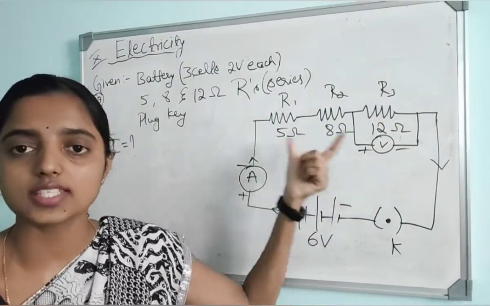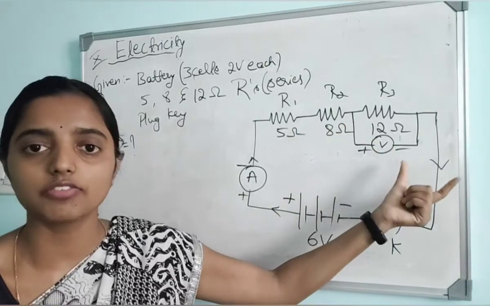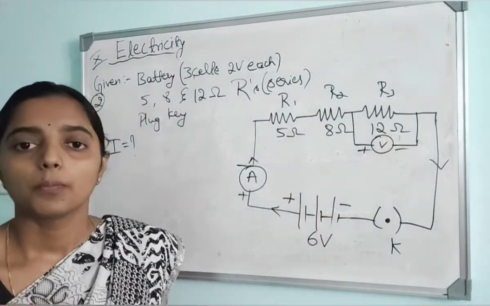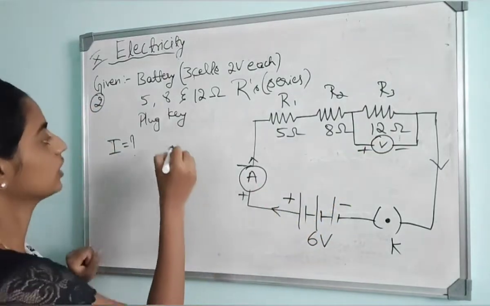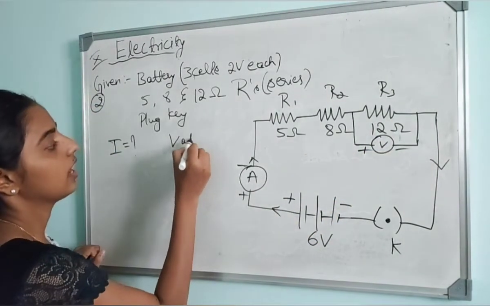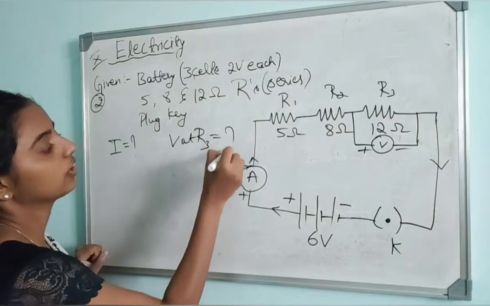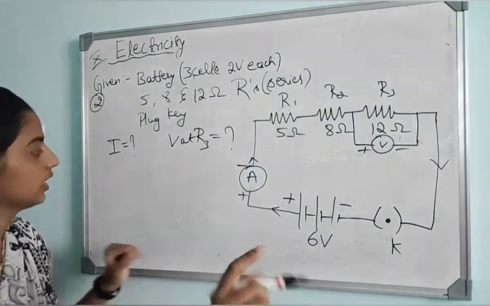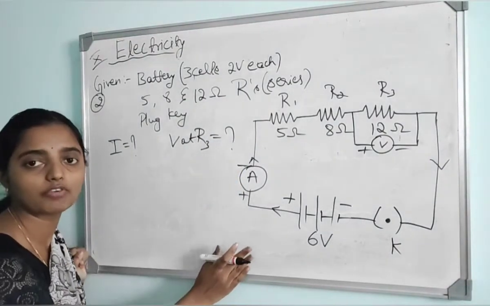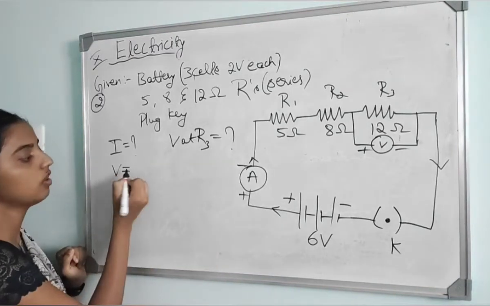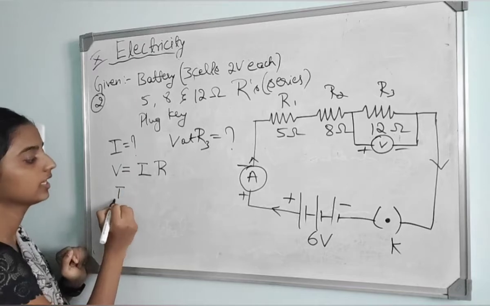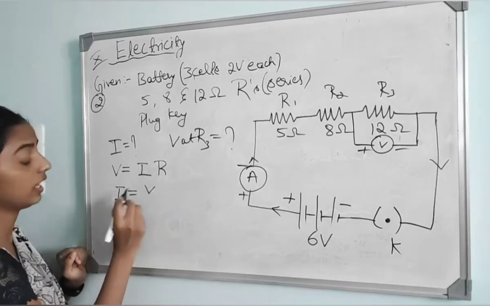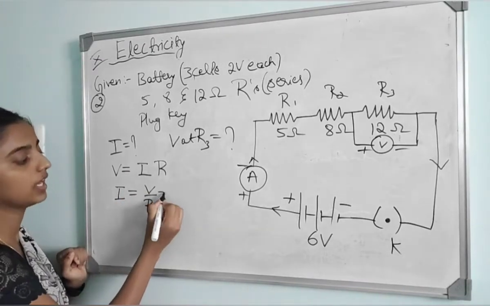And you already know the current is the same in the series, right, and which one is different? That is the potential difference. So we need to find out V at R3. And what is the relevant formula for this question? From Ohm's law, V is equal to IR. We need to find the current, so that will become I is equal to V by R.